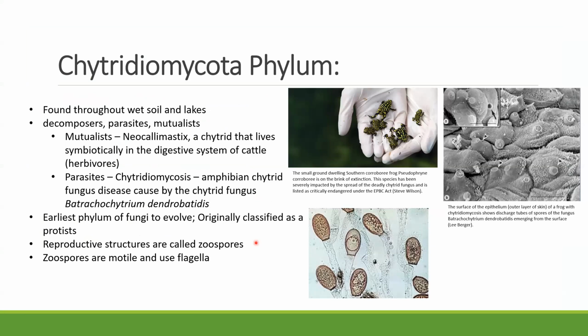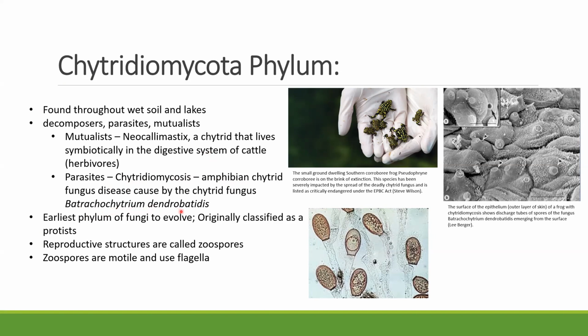Chytridiomycota phylum. So these are found throughout wet soil and lakes. They can be decomposers, parasites, or mutualists. An example of a mutualist would be a chytrid that lives symbiotically in the digestive system of cattle or herbivores. An example of a parasite would be one that leads to chytridiomycosis, and this affects the amphibian population, so frogs. It is an amphibian chytrid fungus.